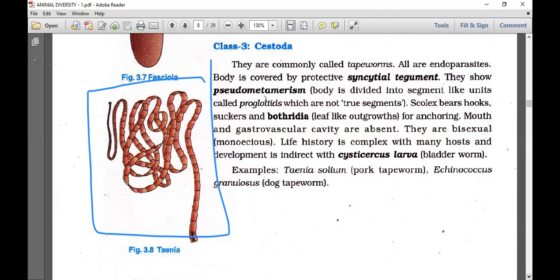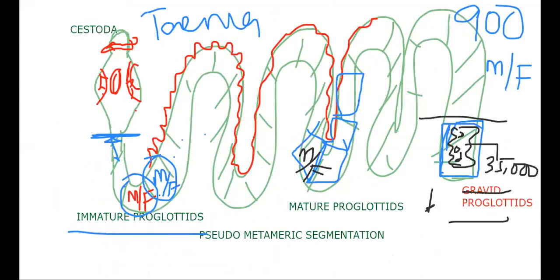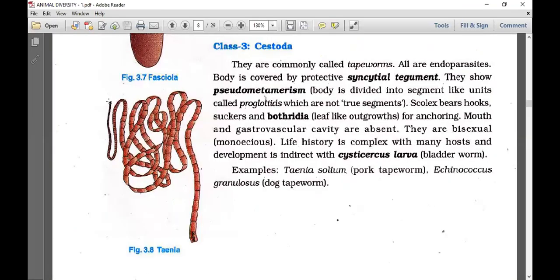Actually, the original size of the scolex is like this, a small pinhead-sized structure. That is not microscopic; you can see it with the naked eye. In the original diagram I made a little size increase for the scolex so I could show it clearly. You can see the actual size in the text diagram. Very, very small in size.